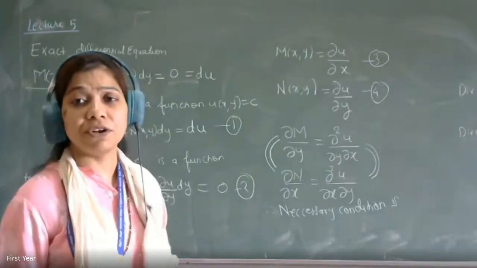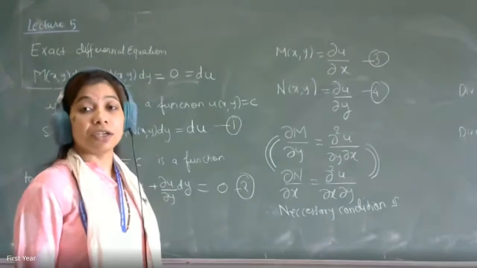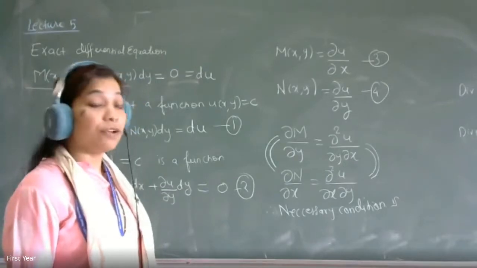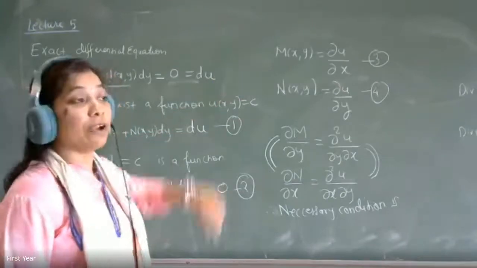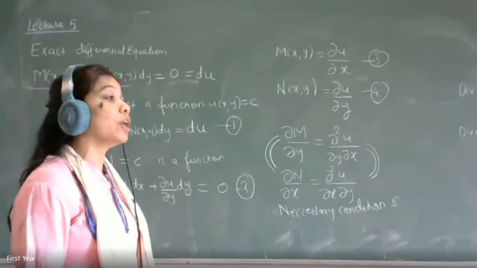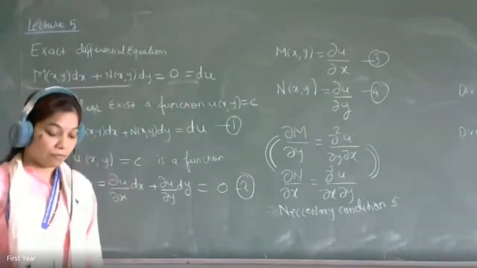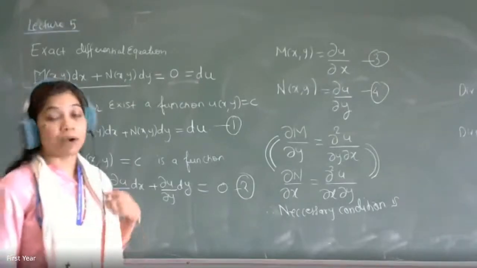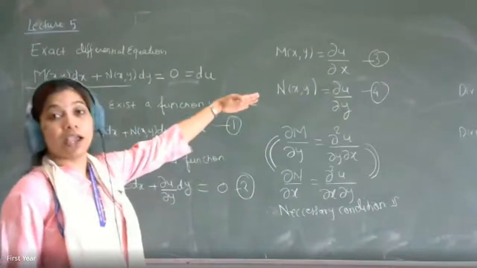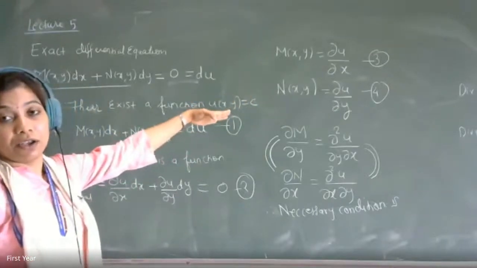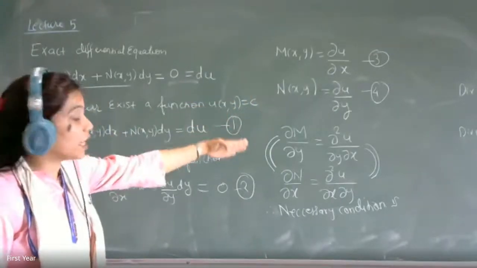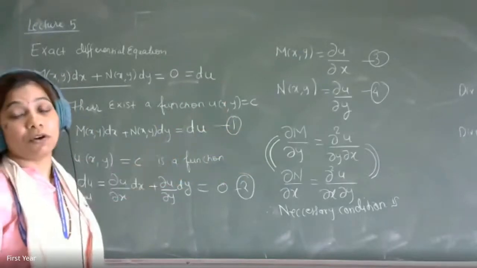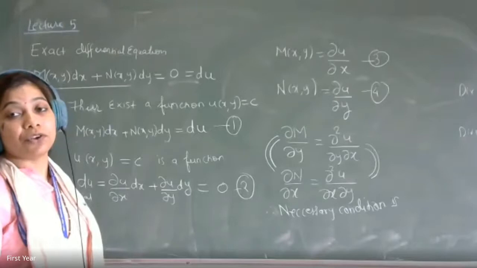I think the derivatives of the function should be continuous. When do we say that the mixed partial derivatives are equal? We have done that if the function is continuous and the first partial derivatives exist and are continuous in x and y, then obviously the second mixed partial derivatives will be equal. We have seen this in all the examples in partial differentiation.